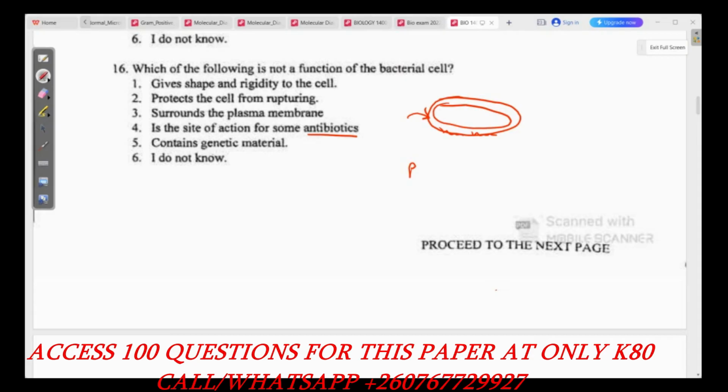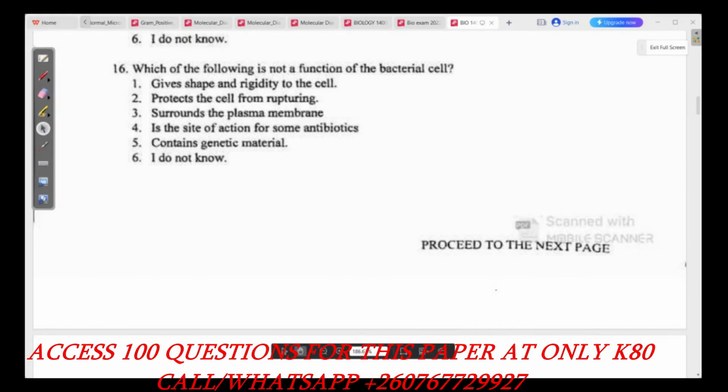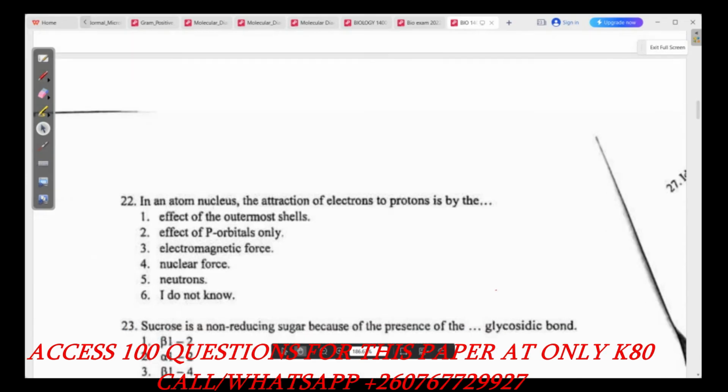Then 5 is saying contains genetic material. The genetic material in a bacterial cell is not found in the cell wall. It is found in the plasmid, and if not in the plasmid, then in the nucleoid. These are the two structures in the prokaryotic cell which contain genetic information or genetic material. So 5 is the statement that is not with regard to the cell wall. Then 16. Okay, so there's a missing page.